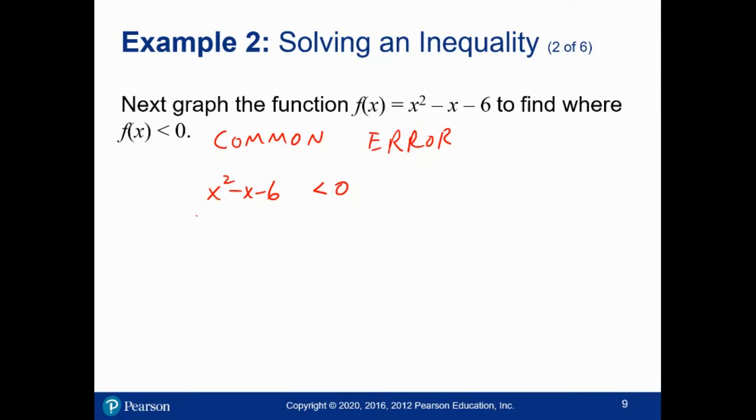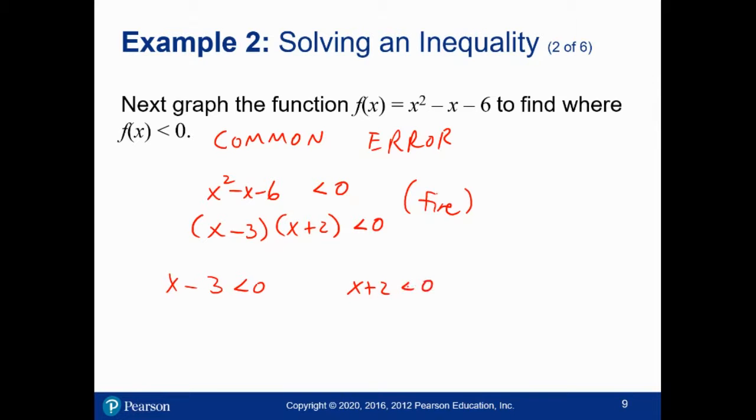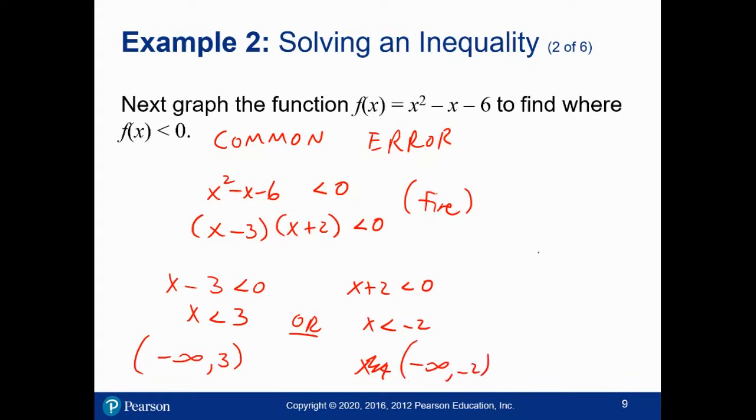This is the problem. Let's factor this. It's x minus 3 times x plus 2. Yay, we factored correctly. This is all fine. Okay, here's the error. So I want x minus 3 to be negative or x plus 2 to be negative, meaning I want x to be less than 3 or I want x to be less than minus 2. So I want everything up to 3, and I also want everything up to minus 2. Here's the error.